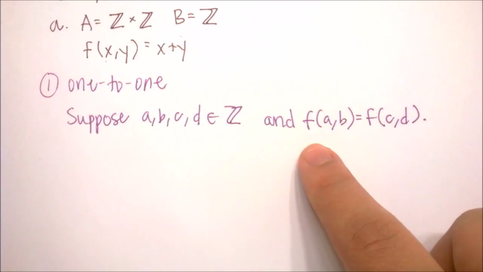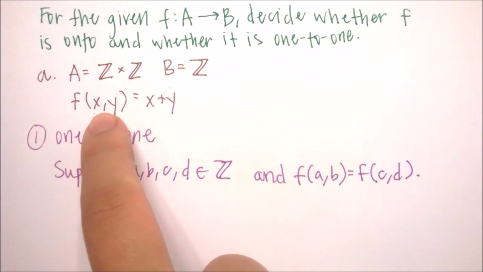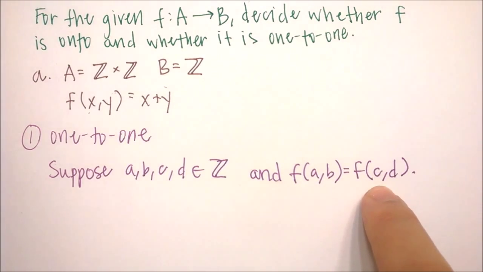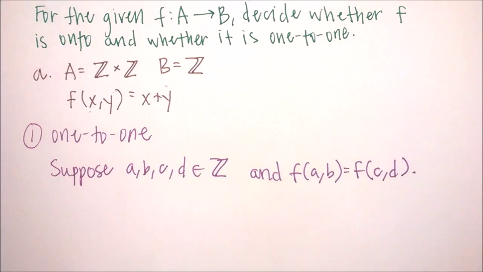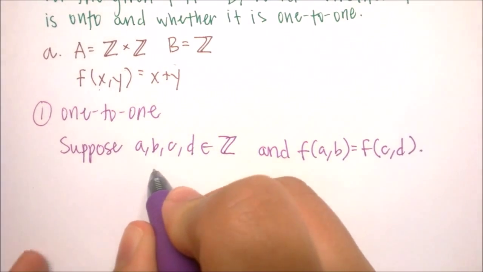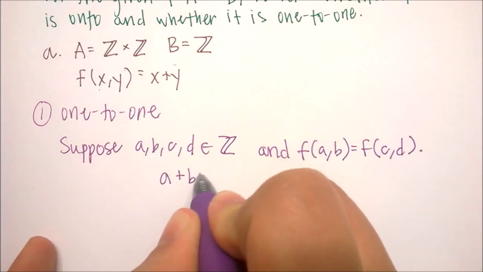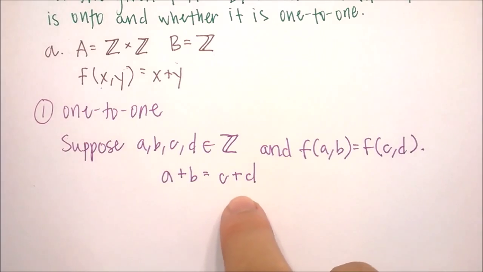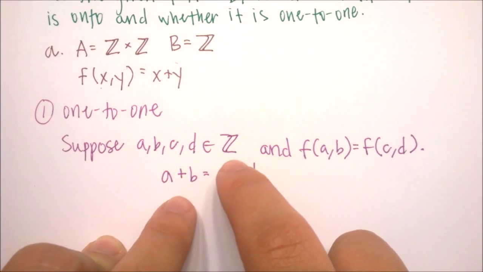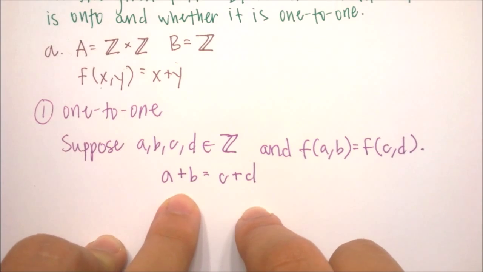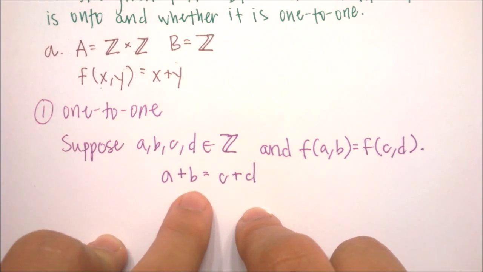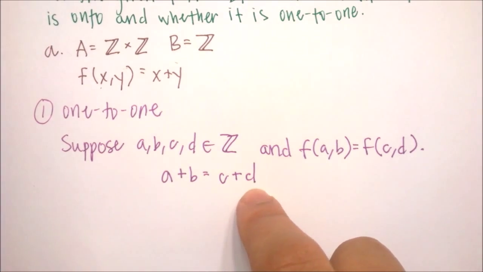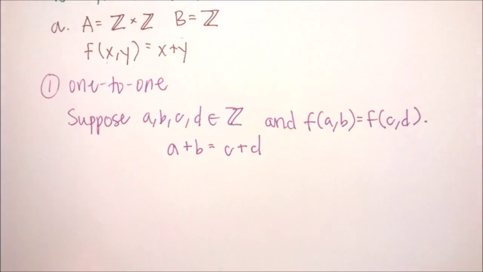Okay, so by definition of f, since f of x, y equals x plus y, f of a, b is going to equal a plus b, and f of c, d is going to equal c plus d. So we have, by definition of f, a plus b equals c plus d. Now, we know that addition in integers is commutative. So a plus b equals c plus d does not necessarily mean a and c and b and d are equal, like when we looked at an ordered pair.